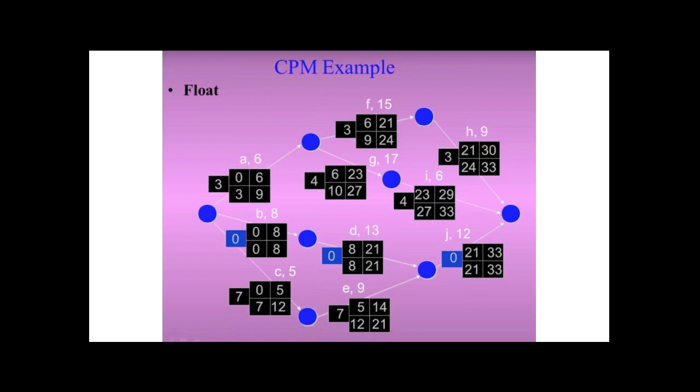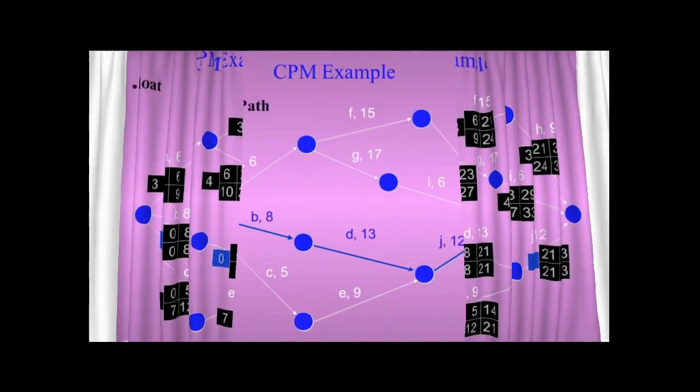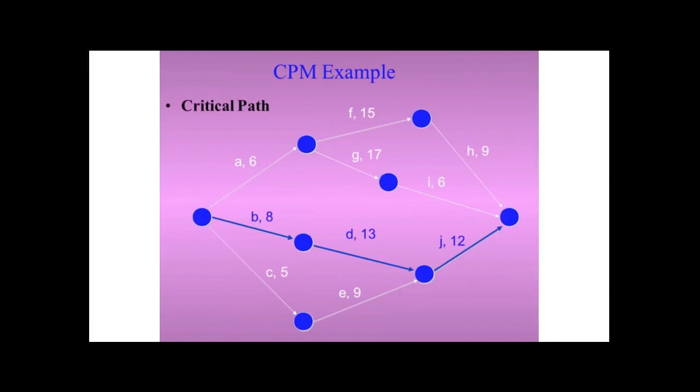So this part where there is a box in color blue in which the float is 0. These are the identified activities of the critical path. So that will be now your critical path. So this is it. So the critical path are B, D, and J activity. Okay, so thank you. This is how you determine the critical path of your entire network or your entire project activities. Thank you so much for watching.